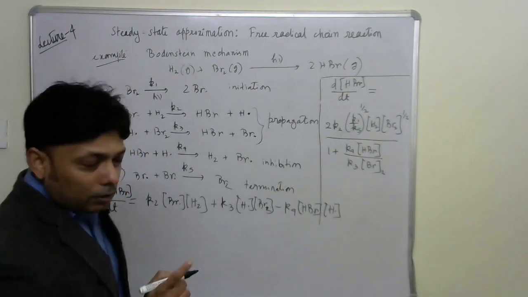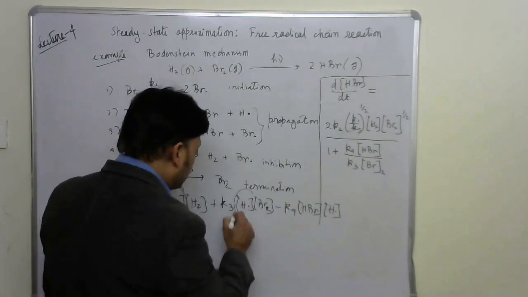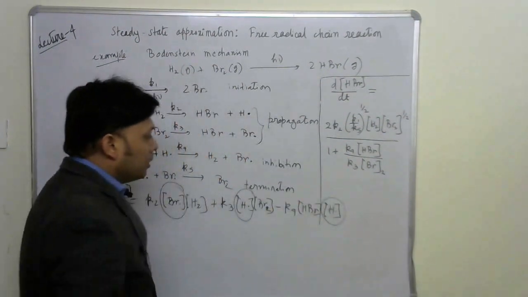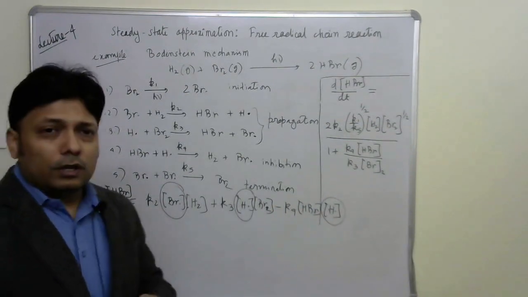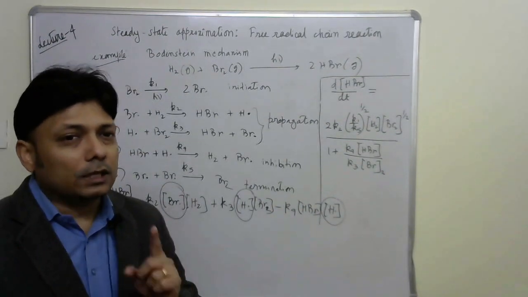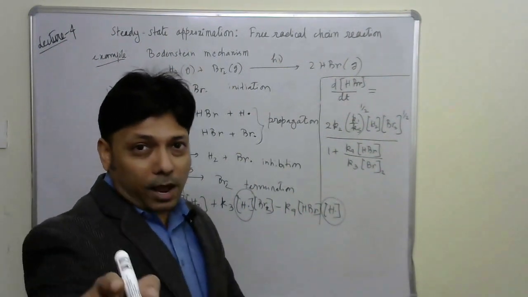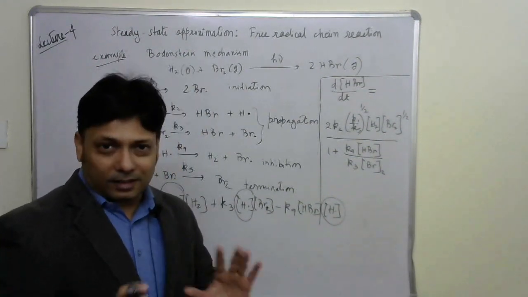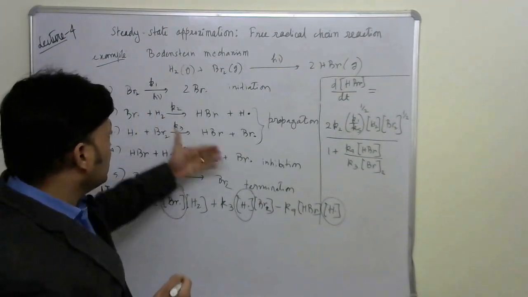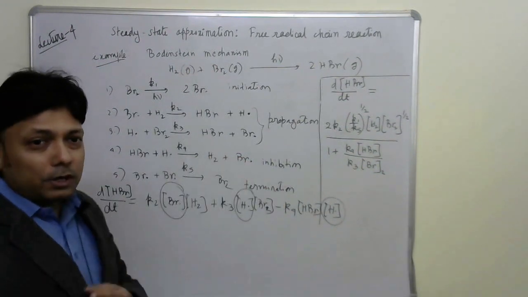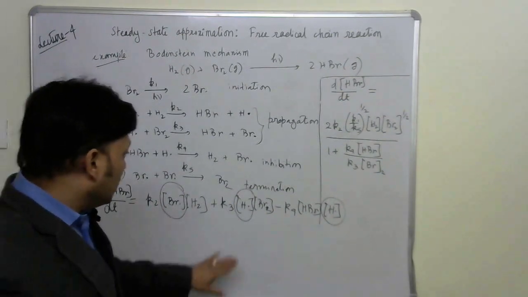Now look at that very carefully, here we have the terms Br dot and H dot, and here also H dot. Before we solve this kind of stepwise chain reaction, our initial job is to identify the intermediate species, because if we are going to apply the steady state approximation, we only apply it to the intermediates, nothing else. So what are the intermediates here? If you look at the steps, the intermediates are only two species, Br dot and H dot.